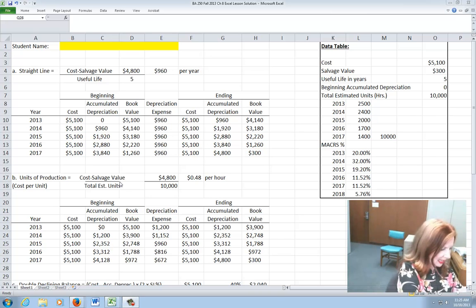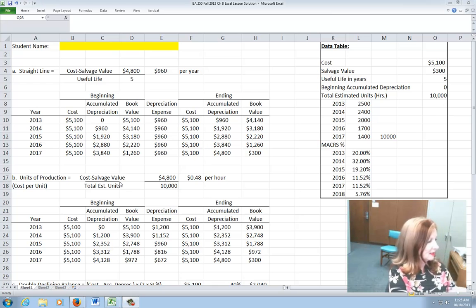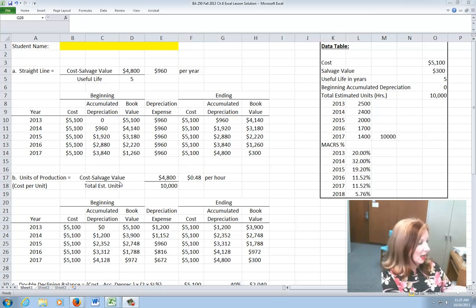So requirement A asks for a 5-year depreciation schedule for straight line. The next, B, is a 5-year depreciation schedule using units of production. Then C is a 5-year schedule using double declining balance, and D is a 5-year schedule using MACRS.